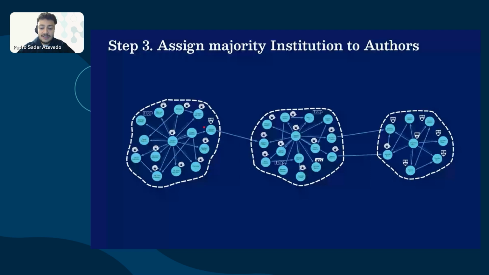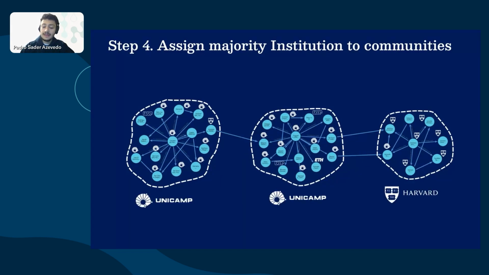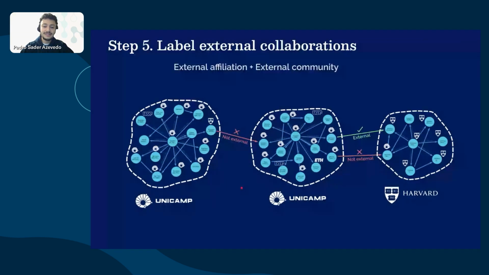After doing that, I also assigned an institution to each author based on the institution that they had the most publications in affiliation with. I also assigned an institution to each community based on the majority of authors within that community. That was important because this is the definition of an external community in this project. It was authors that are not from UNICAMP, that are not from my university, and they also belong in a community that's not with the majority of researchers from UNICAMP.